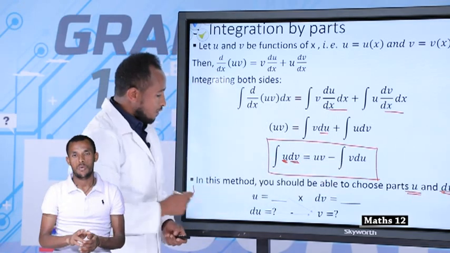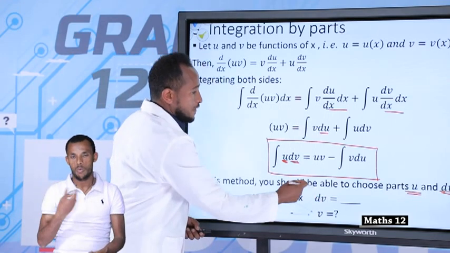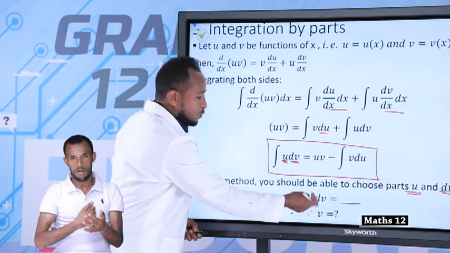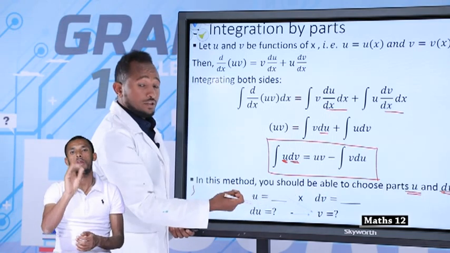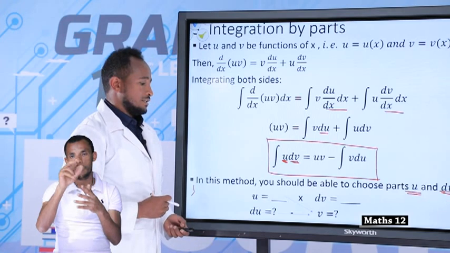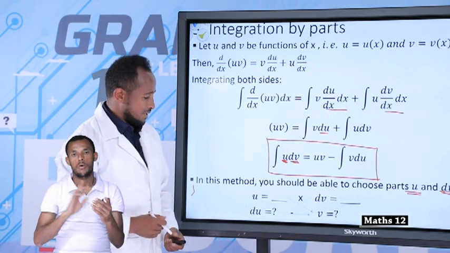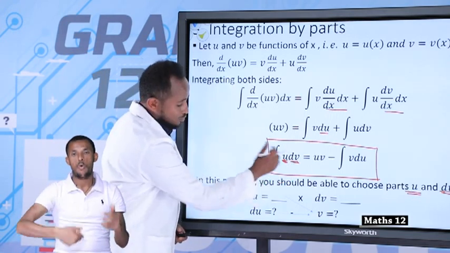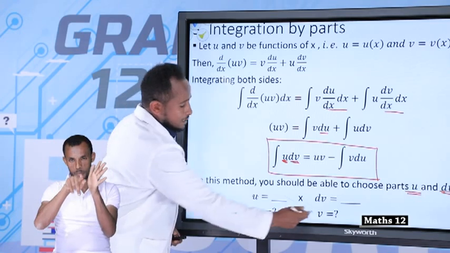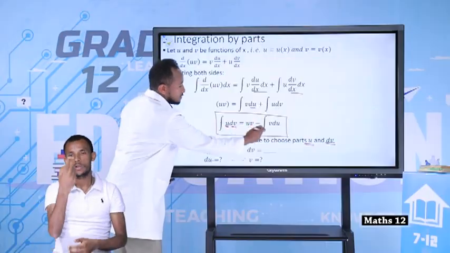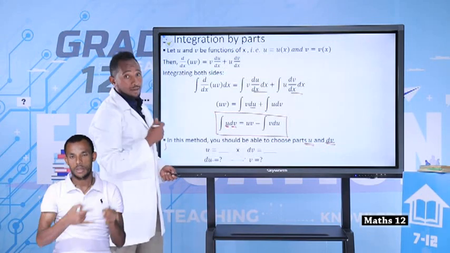Therefore, the derivative of u gives us du, and we have dv here. From dv, we need v also. So integrating, you have to find the value of v. After doing this, you can remember the formula easily. The integration of the original expression u dv is the product of the two, u times v, minus the integral of v times du. So this is the formula to apply the technique of integration by parts.